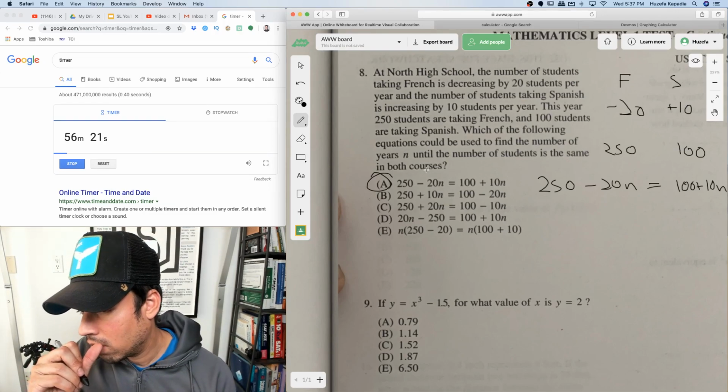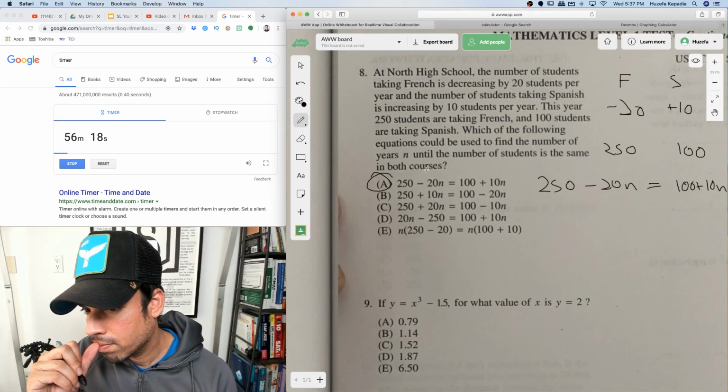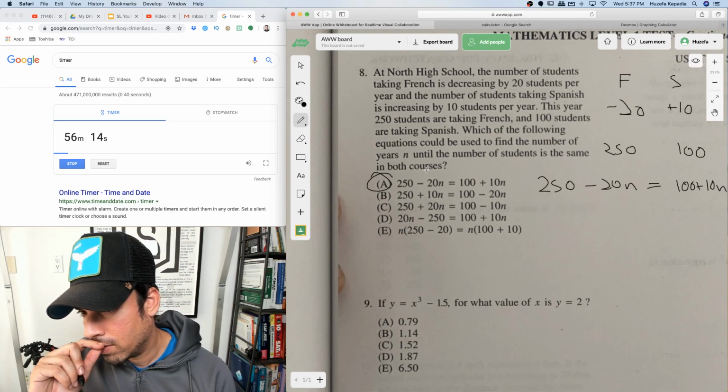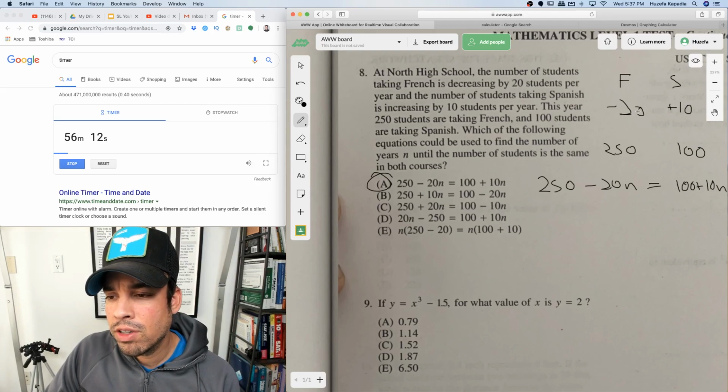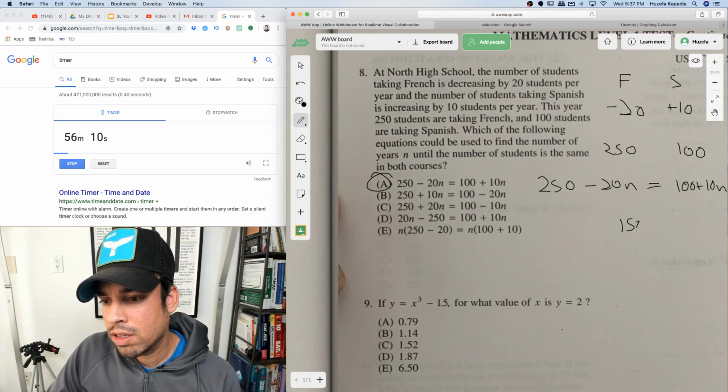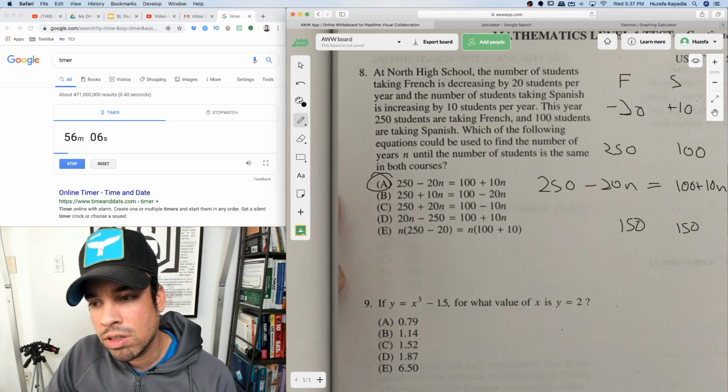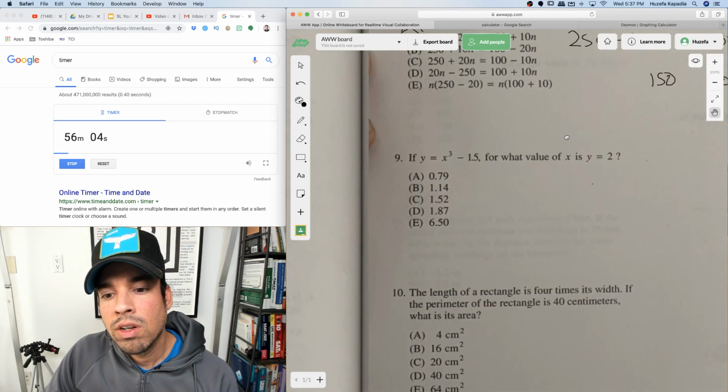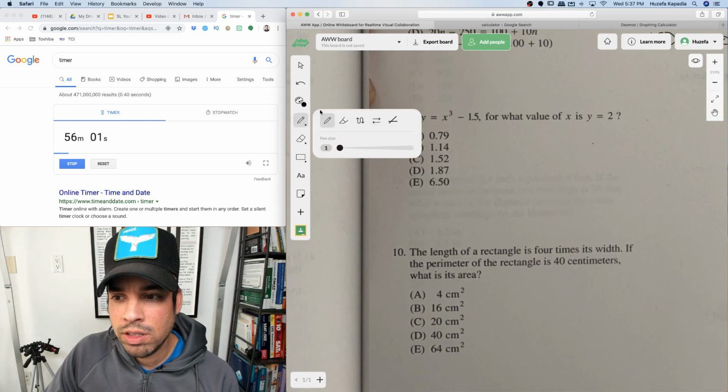And I could probably calculate it too. Hold on. So it's 5 years. And in 5 years, French would drop by 100 and Spanish would rise by 50, so they'd both be 150, right? So I know that my equation is good. So that's it.